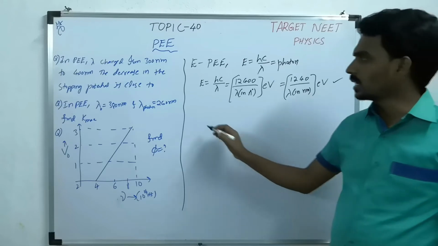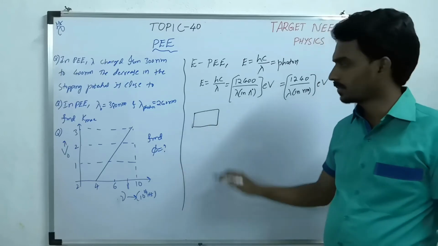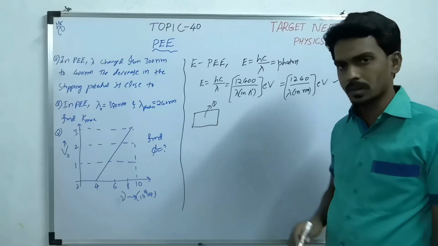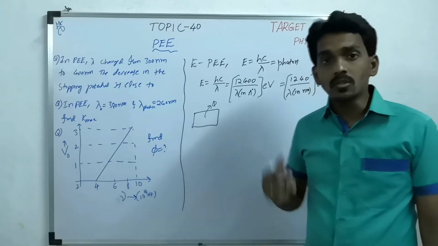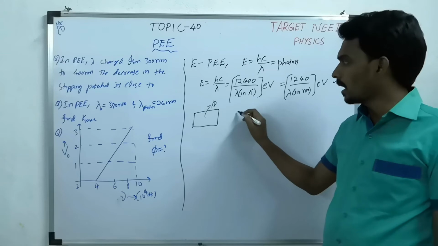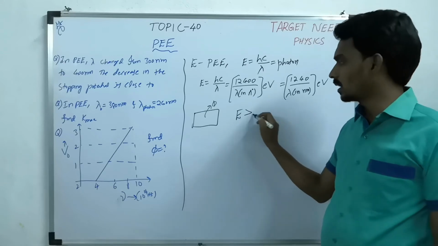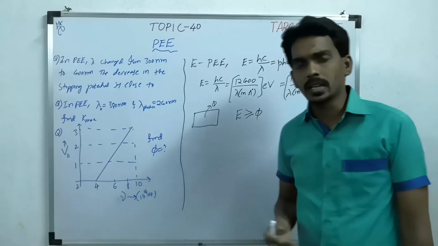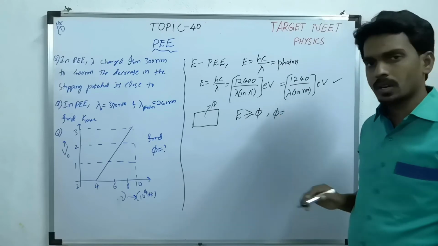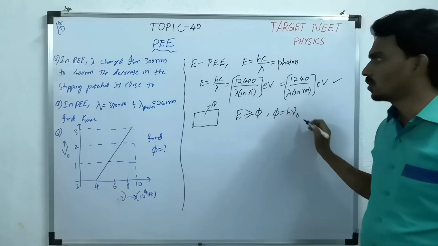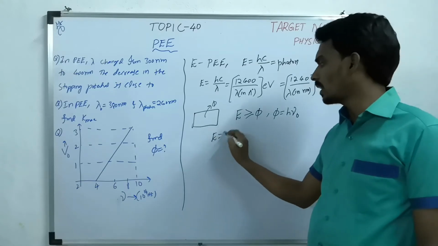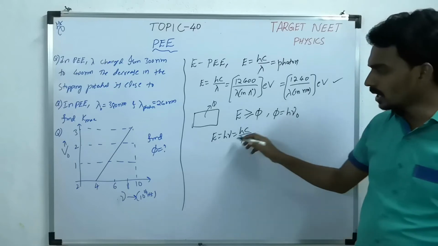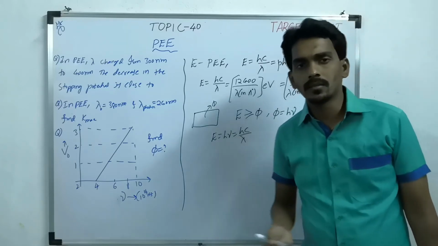And for every metal surface, there is a minimum energy required to emit the photoelectrons from it, and that minimum energy required is called the work function. The photon energy must be greater than or equal to this work function, then only the emission of electron takes place. This work function is defined as h nu naught. The energy of a photon is h nu or hc by lambda, where nu is the frequency of the radiation and lambda is the wavelength of the photon.